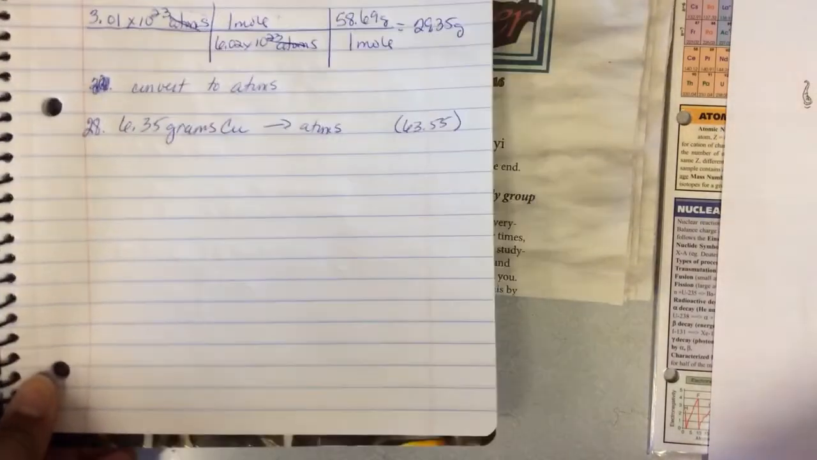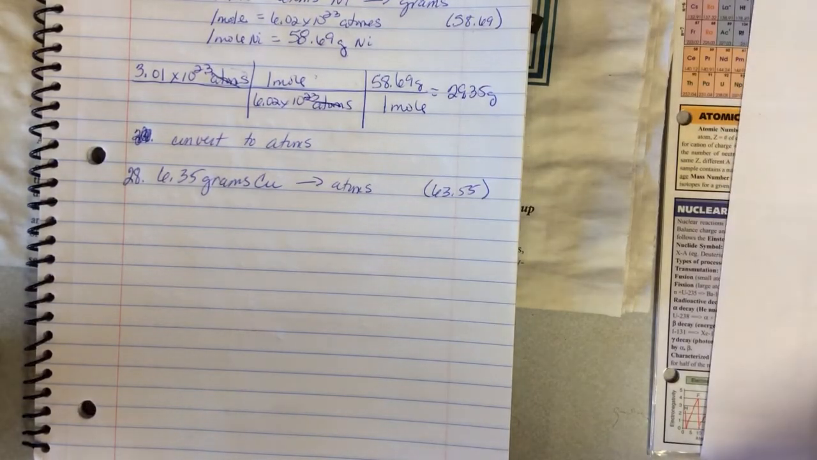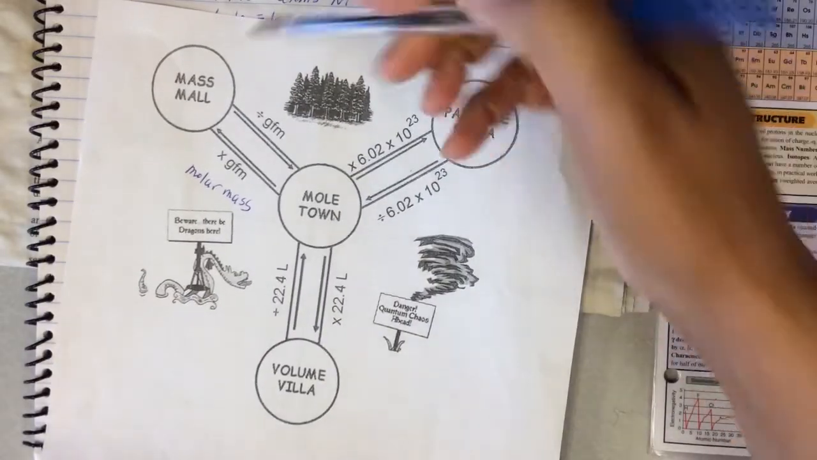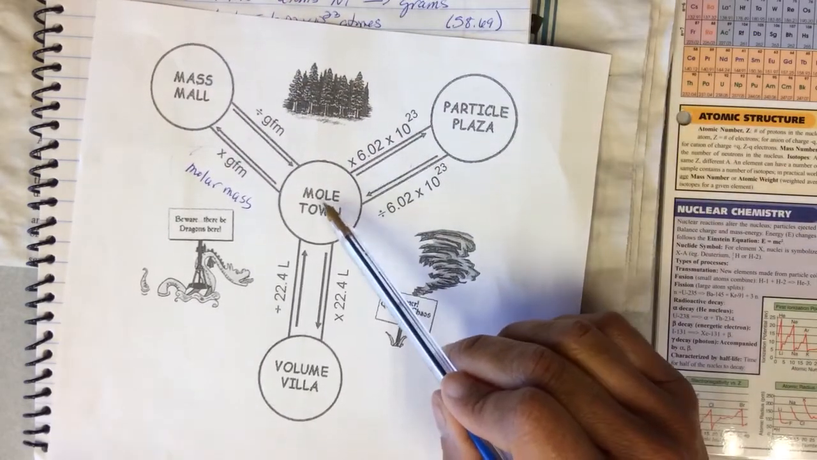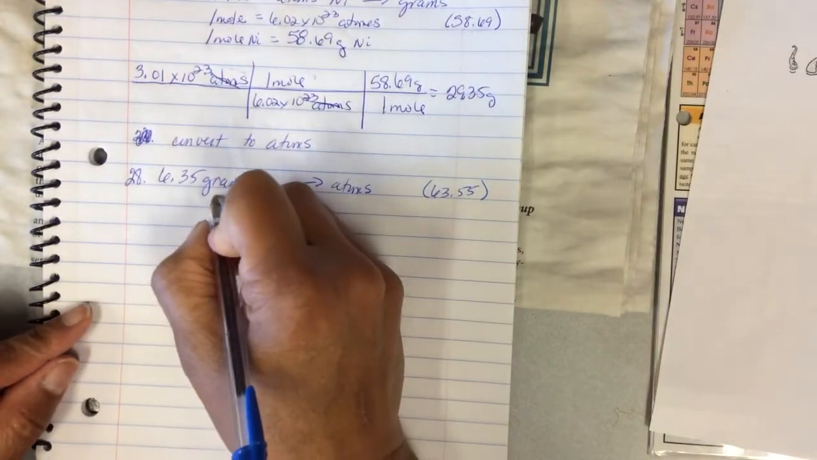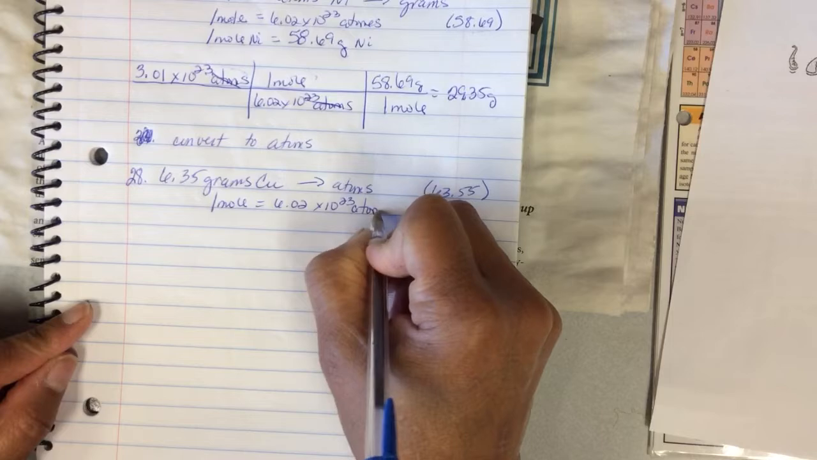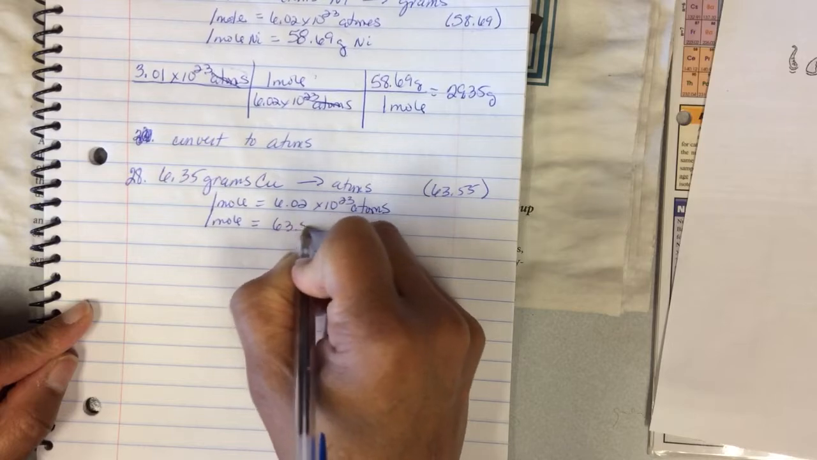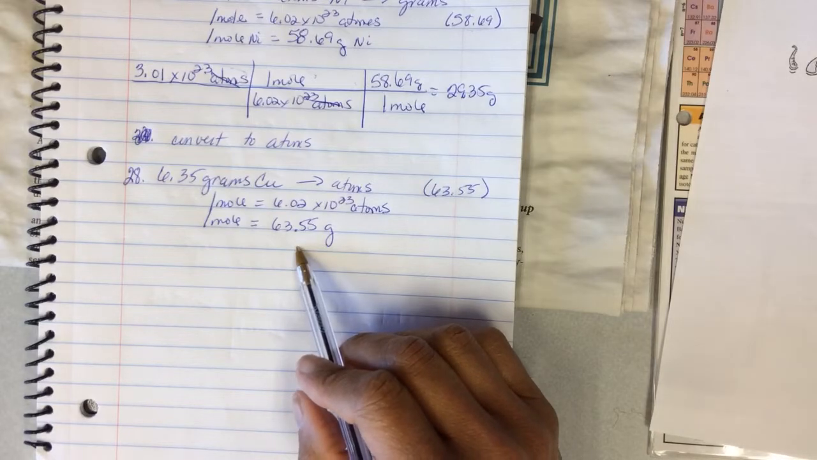Okay, last problem. We're going to take 6.35 grams of copper and convert that to atoms. So now we're doing just the reverse. You have your sheet here. We're going to go from grams to moles by using molar mass, and then we're going to go moles to particles by using Avogadro's number. Alright, so we need the conversion 1 mole equals 6.02 times 10 to the 23rd atoms. And we need the conversion 1 mole equals 63.55 grams. And this happens to be the average mass of copper from the periodic table.